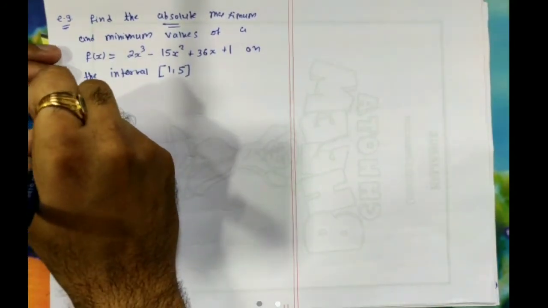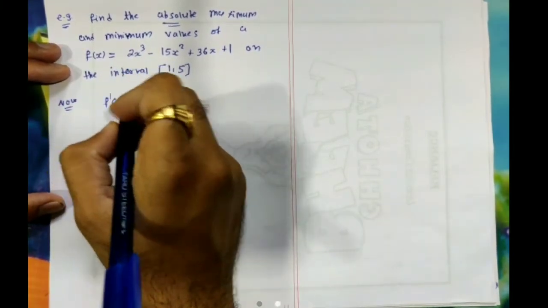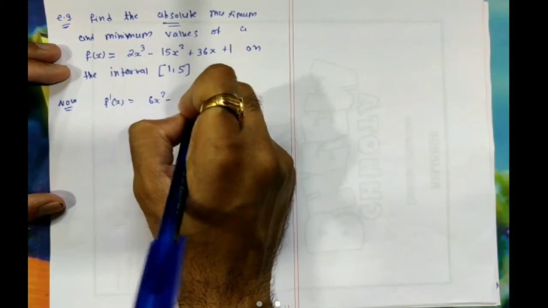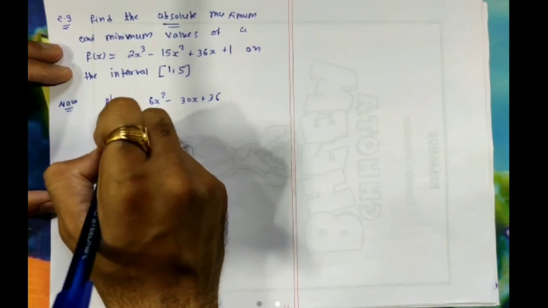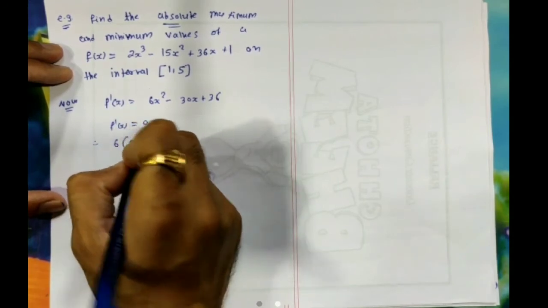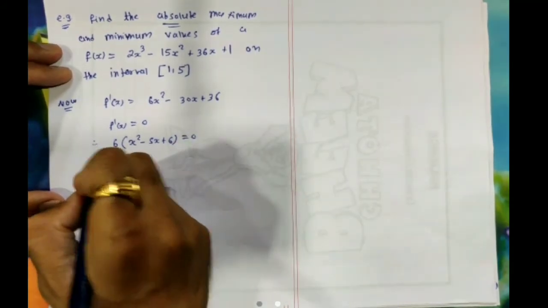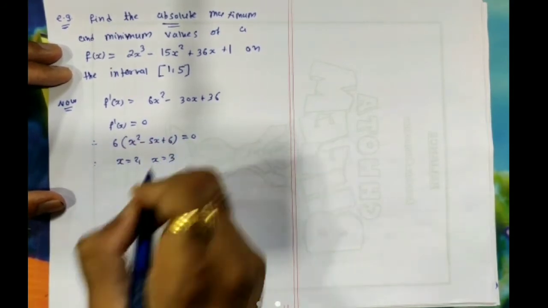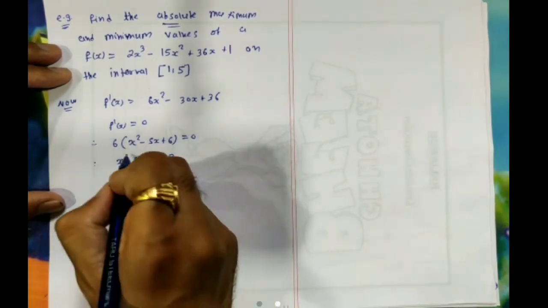So now we are using the second order derivative test. First the first order derivative. So f dash x will be 6x square minus 30x plus 36. Then equate the first order derivative to 0 and find the critical points. So 6 is common. x square minus 5x plus 6 equal to 0. Factors: x minus 3, x minus 2 equal to 0. So the critical points are x equal to 2 and x equal to 3.